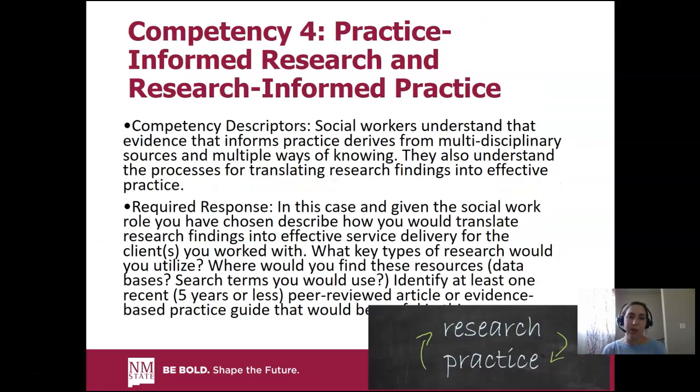Competency 4 has to do with practice-informed research and research-informed practice. So what we want to know here is, where would you go and how would you go about looking for evidence-based practice in this role you've chosen? The first thing you're going to do is say, where would I go to look? What would you look for? Even what search terms would you use?